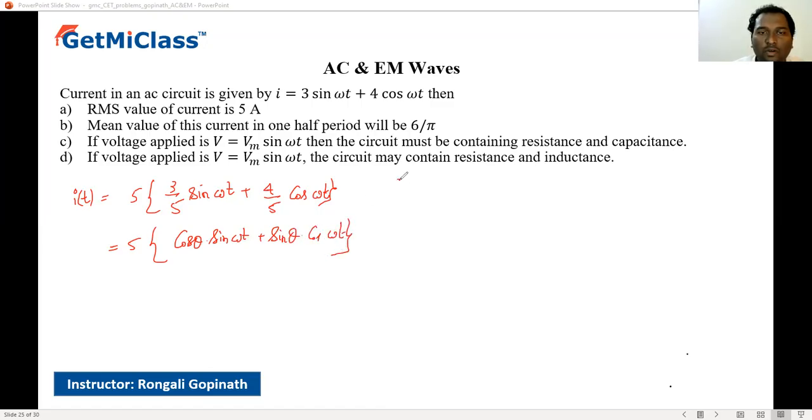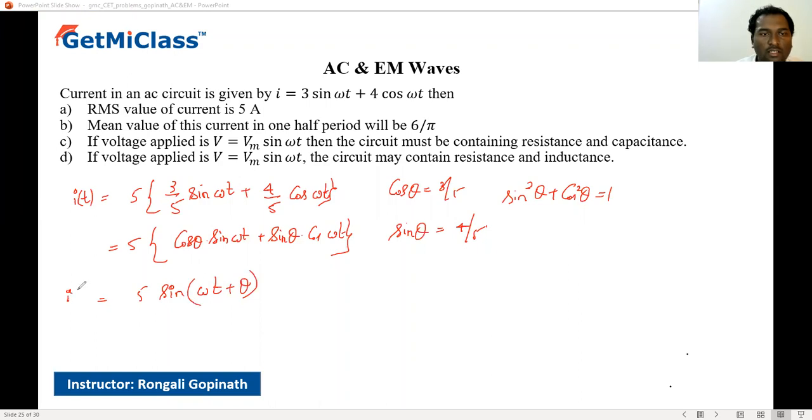This can be assumed because here I have assumed cos theta is equal to 3 by 5 and sin theta equals 4 by 5. This is valid because, first thing, sin square theta plus cos square theta is 1, and each of them is less than 1. Right? So this can also be written as 5 times sin of omega t plus theta. This is the instantaneous current.